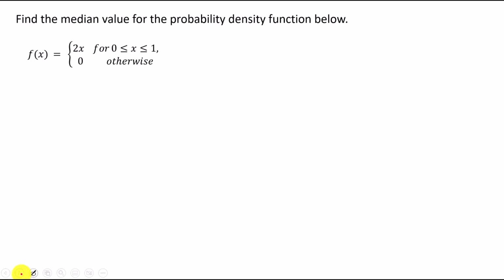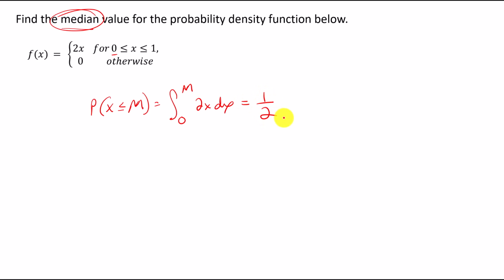All right, so let's look at an example. We are to find the median value for the probability density function below. And so what we have to do is know what this means when we see the word median. We are going to say the probability that x is less than or equal to m is the integral from my starting value 0 to m of 2x dx. And then I'm just going to say that this has to equal 1/2 because it's the median that we're trying to find.